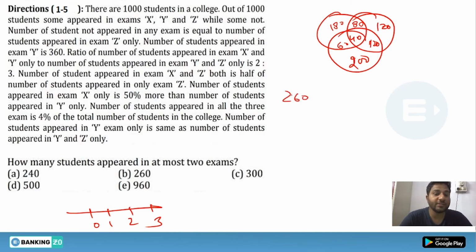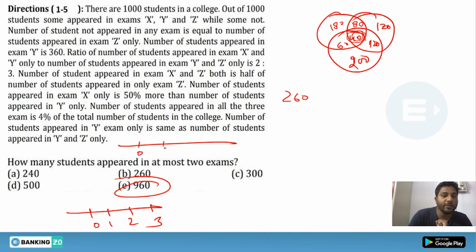How many students appeared in at most 2 exams? Now I hope you have got it. At most 2 exams means one exam data will also be there. That means we will eliminate this 40, and the rest of the answer would come as 960. You just have to leave this 40, because we have to find at most. So either 0, 1, or 2 will be there, but 3 will not be there. So all 3 should be excluded. That means 40 students should be excluded.